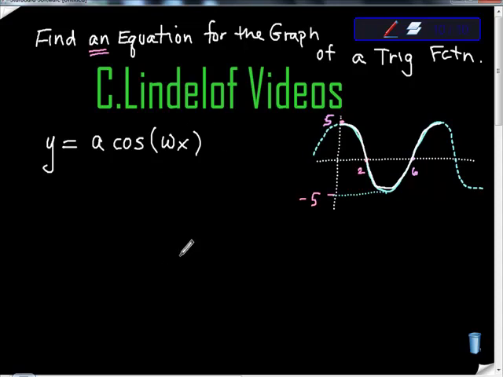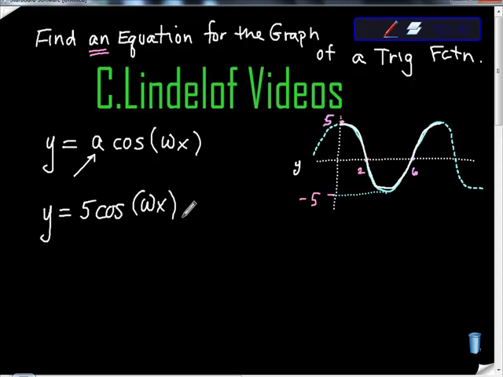First thing I'm going to do is go in order. I'm going to look for the value of a. The value of a is the distance from the horizontal line of symmetry to the highest or lowest point. I know this is the y-axis. Therefore, the height from the horizontal line of symmetry to the highest point is 5. The height to the lowest point is also 5. So the amplitude is 5. So y equals 5 cosine omega x.